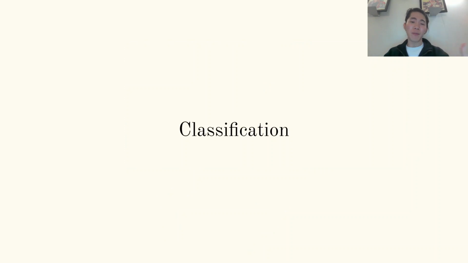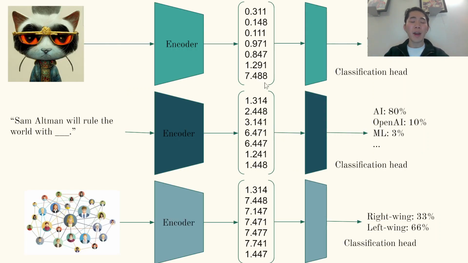And finally, we have the classification task, where you take the original data, you have an encoder, as always, encode it into a vector, and then attach a classification head to it, and it will predict something about the original data.